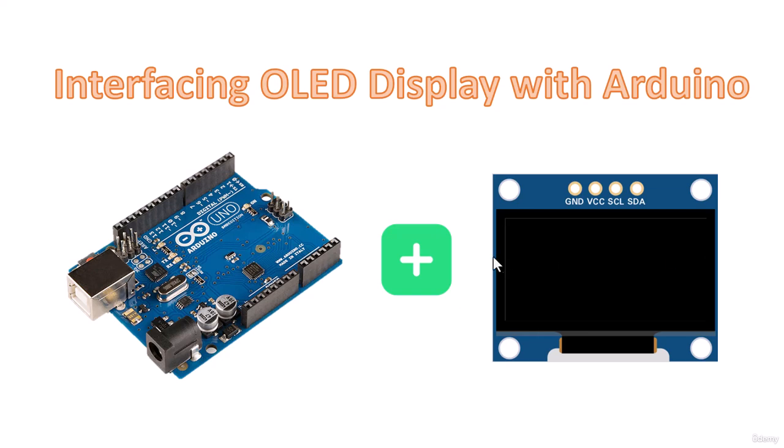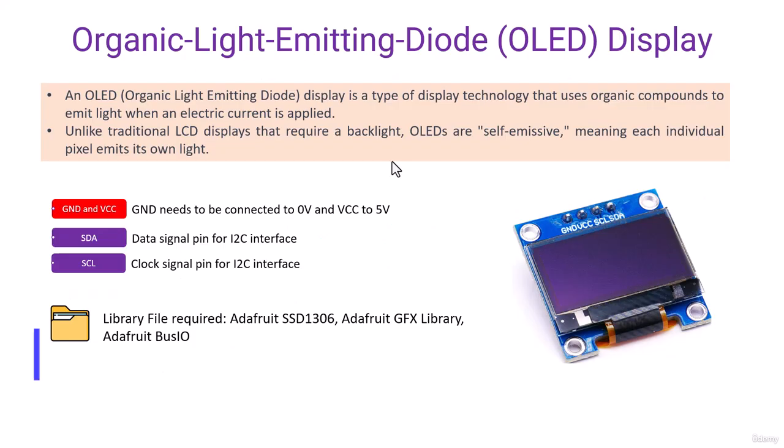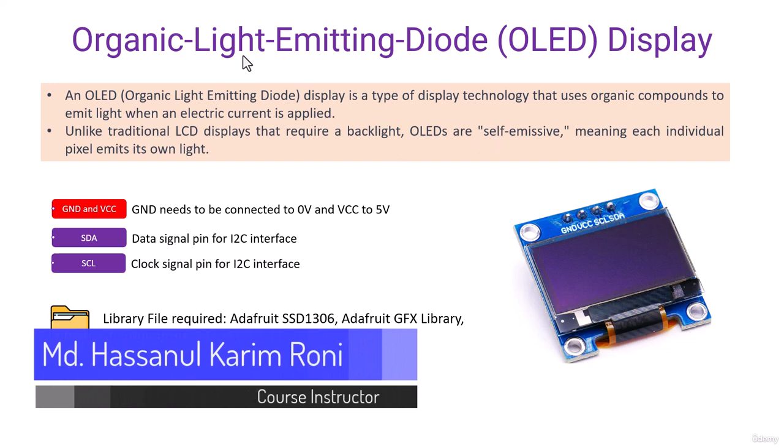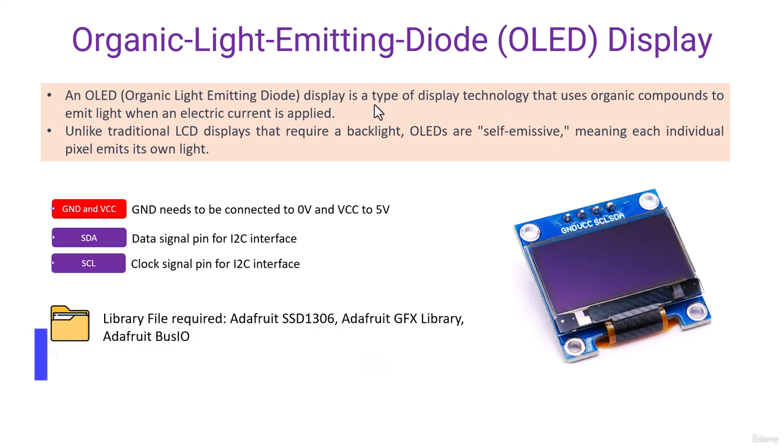This video will learn how we can interface OLED display with Arduino. So let's get started. OLED stands for Organic Light Emitting Diode. This is an amazing module for displaying any type of text, shape or values. So let's see how we can interface this sort of module.